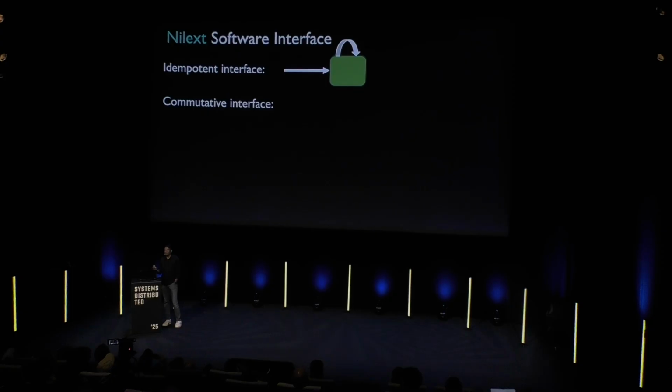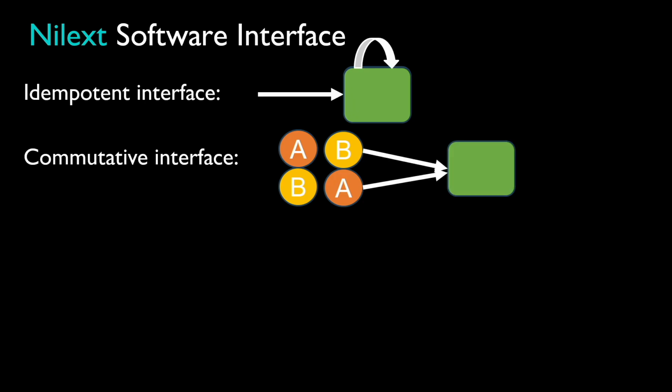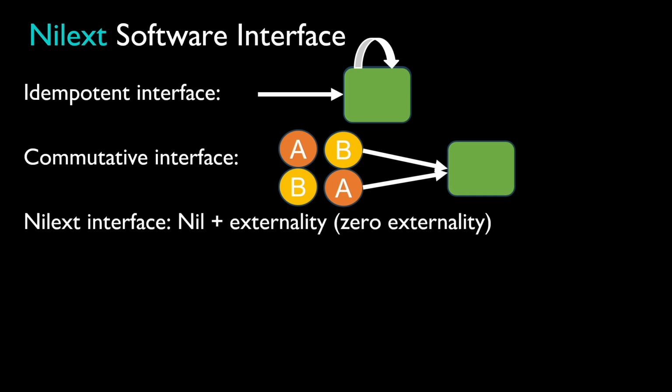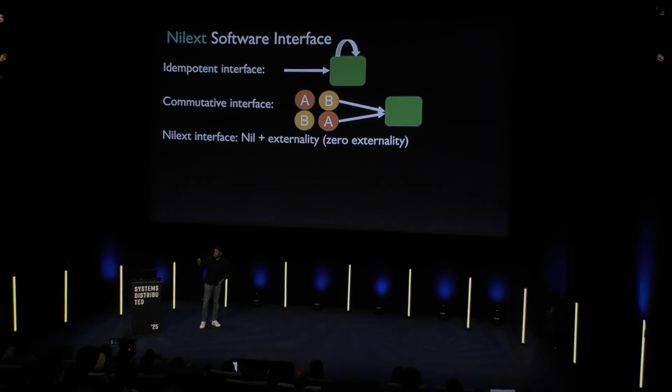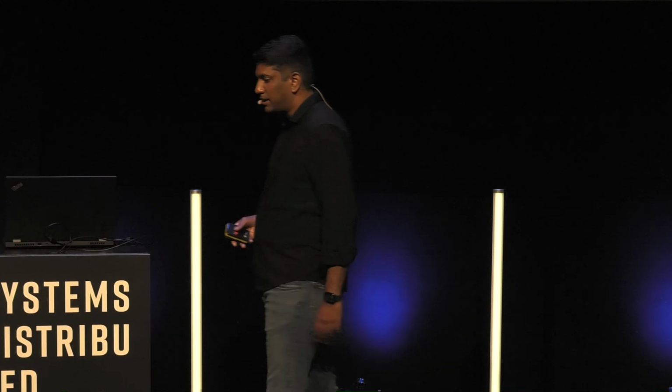There are commutative interfaces. In a commutative interface, you have two operations, A and B. You can apply them in order A and B, or B and then A. It doesn't matter, they produce the same final state because these operations commute, so this interface is a commutative interface. Nilext is a sort of equivalent property. Nilext stands for two terms, nil and externality, which just means zero externality.